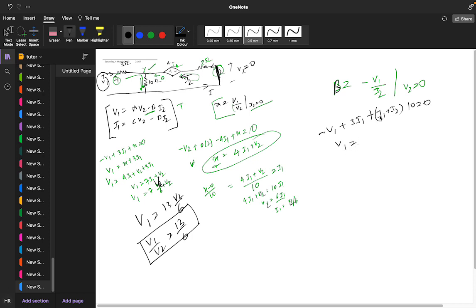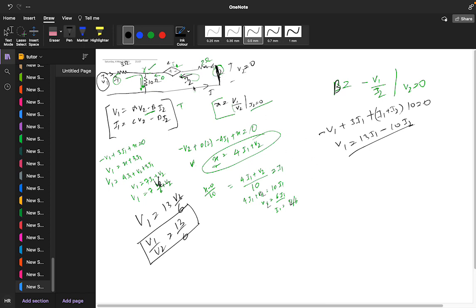So what V1 value will you get? V1 is equal to 3I1 plus 10I1, that is 13I1, minus 10I2. So we are getting this equation, and we need to find the ratio of V1 upon I2. So we need to know what the value of I1 will be. For this, solve one KVL in this equation.